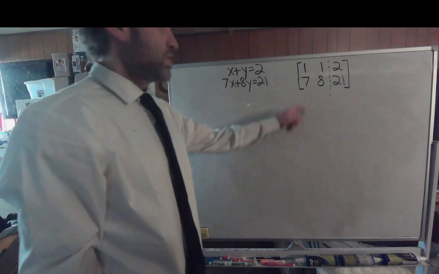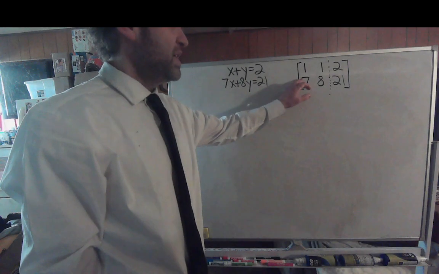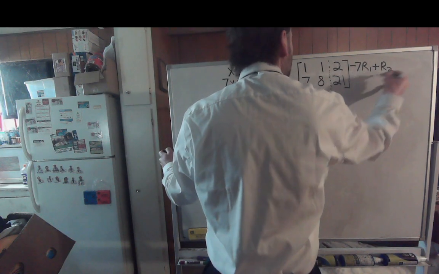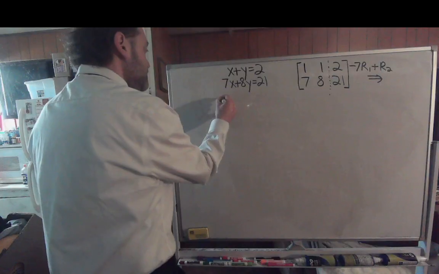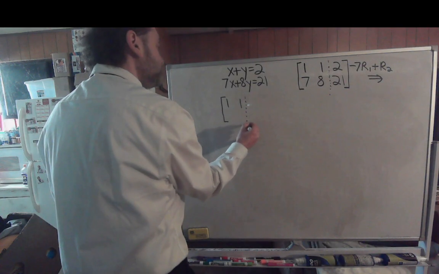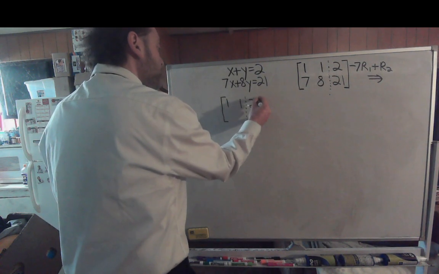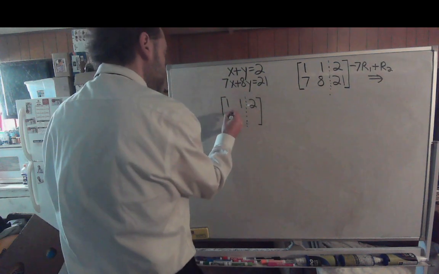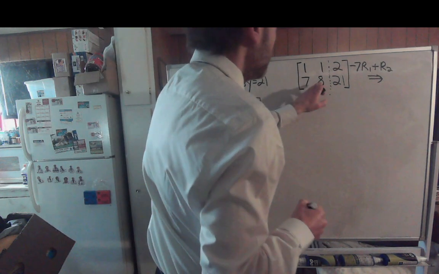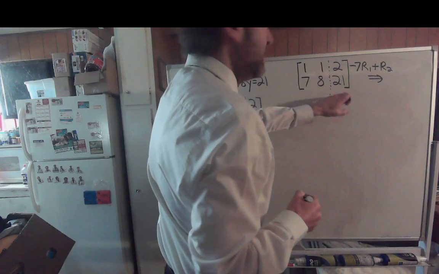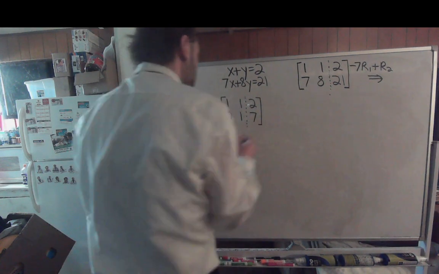We want to make the second row, the first digit, a 0. So if I take negative 7 times row 1 and add that to row 2, I can make that happen. So let's do that. Row 1 is being left alone for now. Now let's deal with the row operations. Negative 7 plus 7 is going to be 0. Negative 7 plus 8 would be positive 1. Negative 7 times 2 is negative 14, plus 21 would be positive 7.